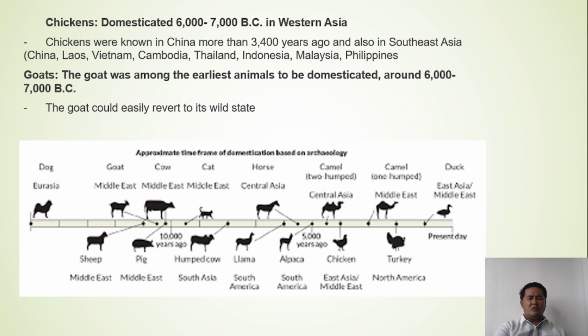So I have here an illustration of a sample time frame of domestication based on archaeology. Okay, so based na siya sa nakita nga mga bukog sa una. Okay, so cow and goat and dog, then goat, then cow, cat. In between there is sheep, pig. So you can look at this one further.